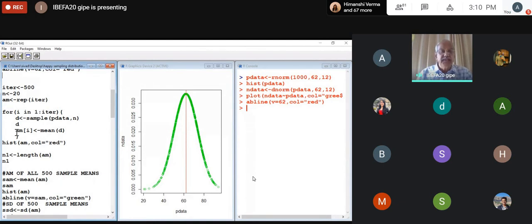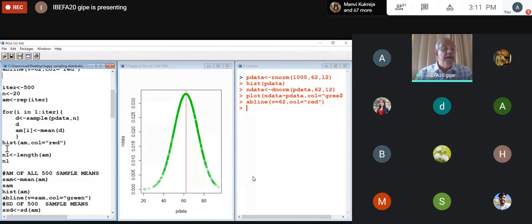Is it clear now? Variable introduction. Yes, sir. How many times am I going to find the arithmetic mean? 500 times, sir. Each time how many students am I choosing? 20. So how many arithmetic means do I have to compute? 500. That is called repeating the iteration.